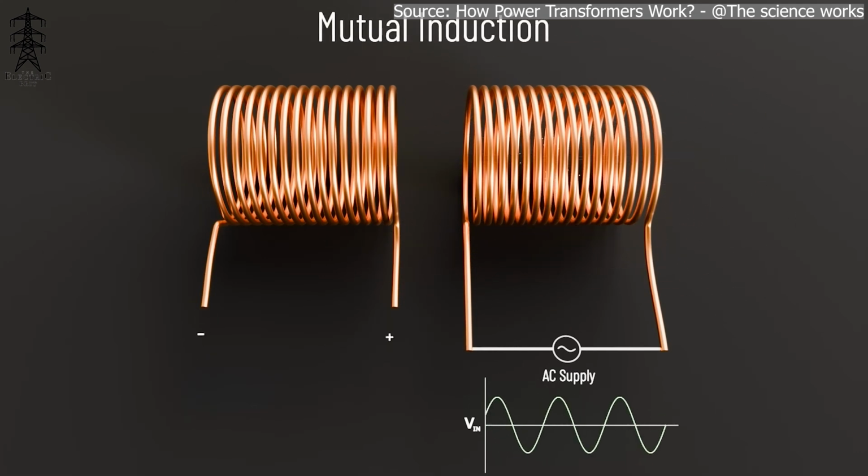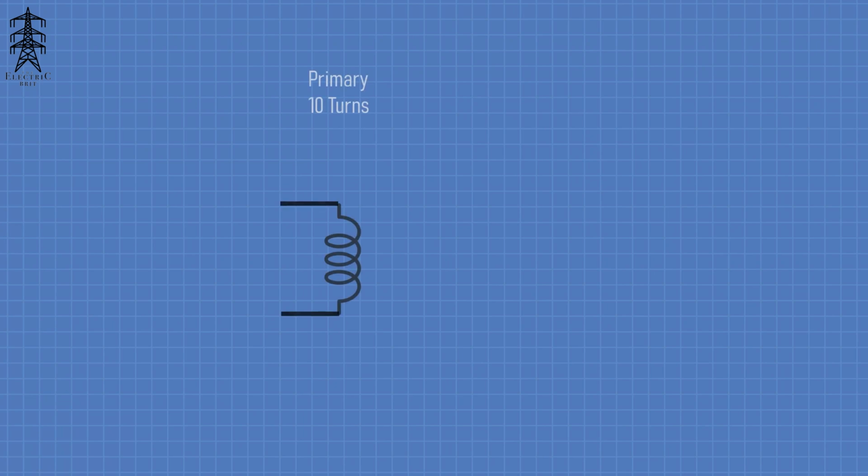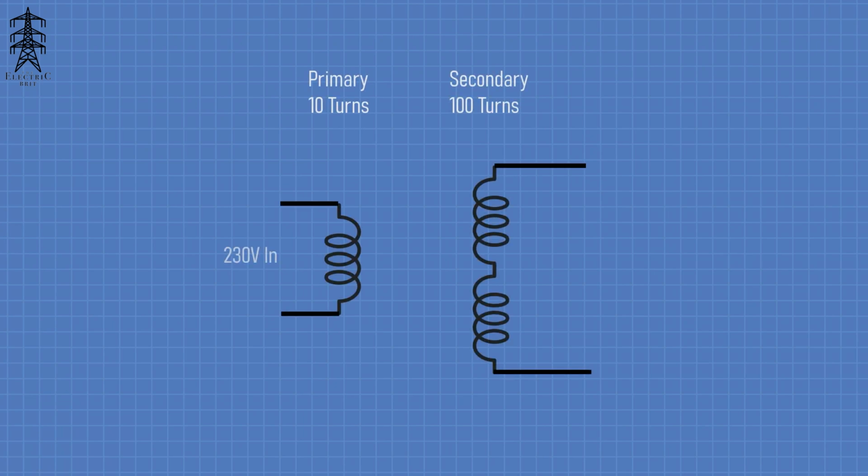So for simple maths, if we had a transformer with a primary winding with 10 turns and a secondary winding with 100 turns, and we put a voltage of 230 volts through the primary, we have a ratio of 10, so we multiply our primary voltage by 10 to get the secondary voltage of 2300 volts. This is known as a step-up transformer.